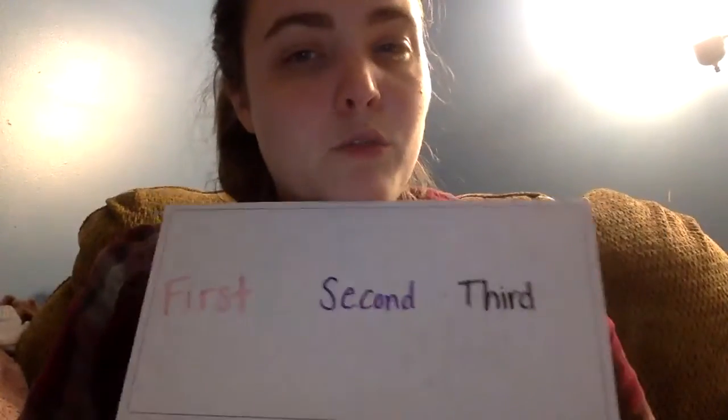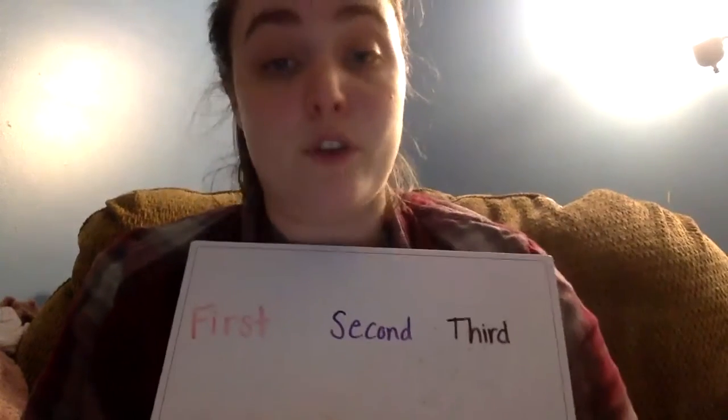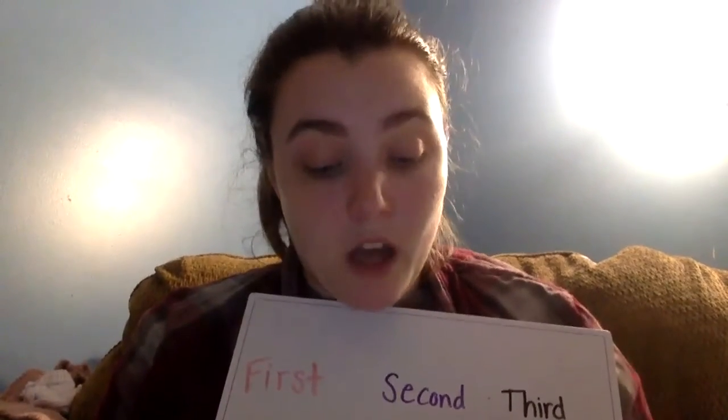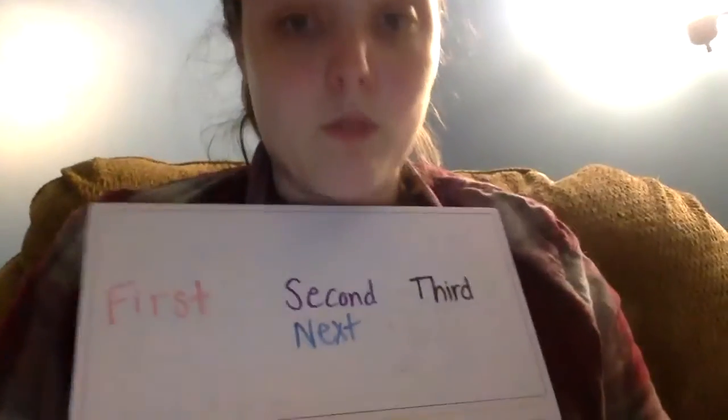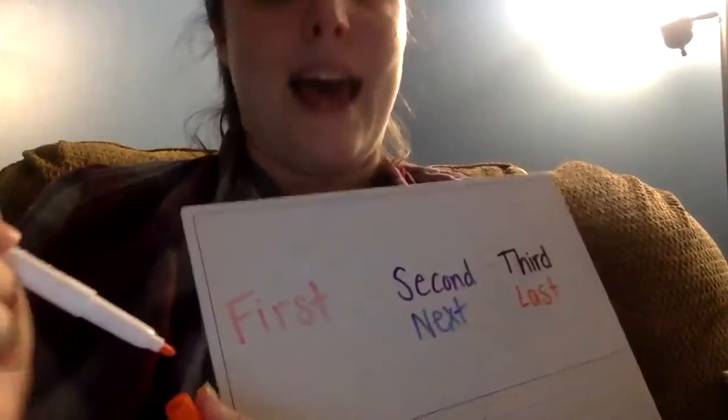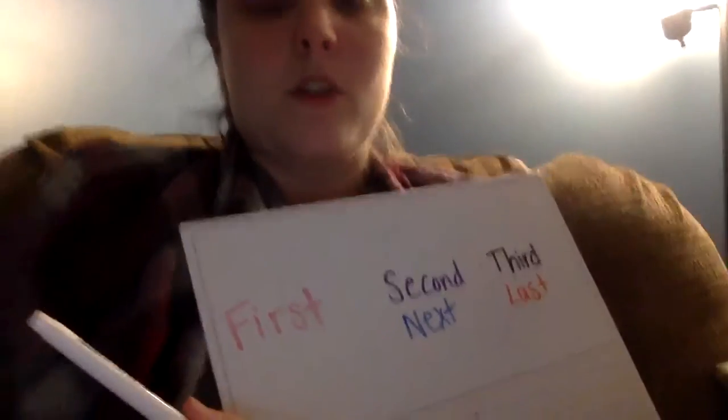And we've talked about this in reading when we've talked about a story. We've talked about what happens first in the story, what happens second in the story, and what happens third in the story. Other words we've also used with that are first, and instead of second, we use the word next. And then instead of third, we use the word last. So today what we're going to be doing is using the words first, next, and last.